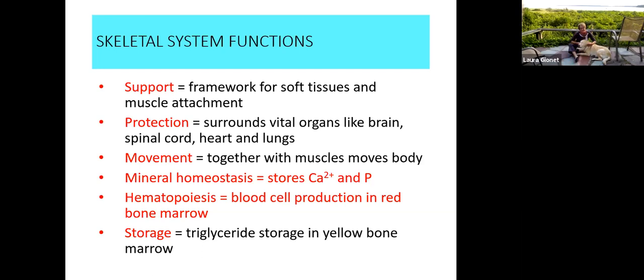Protection, so it has bones that surround the brain, the spinal cord, the heart and lungs, like your ribs and your sternum. Movement, together with muscles, moves the body. Mineral homeostasis, so we store lots of calcium and phosphorus. Hematopoiesis is blood cell production from red bone marrow. And storage of fat, triglycerides, as yellow bone marrow.